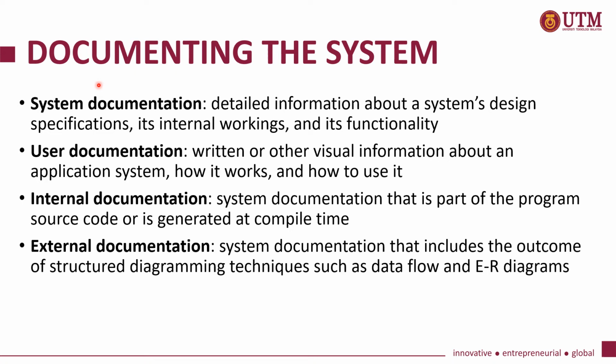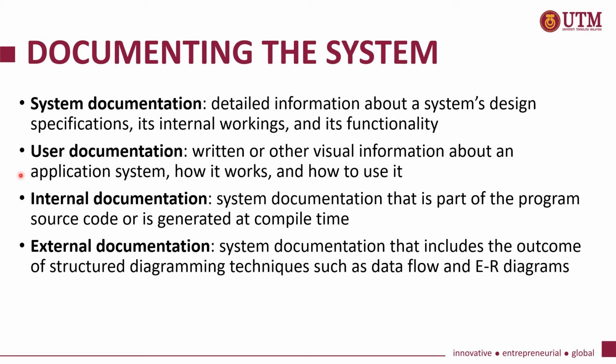Documentation can be categorized into various categories. In this slide, the documentation is categorized into 4 categories. The first category, system documentation, is necessary reference material for the programmers and analysts who must support and maintain the system. It includes detailed information about the system's design, specifications, its internal working, and its functionality.